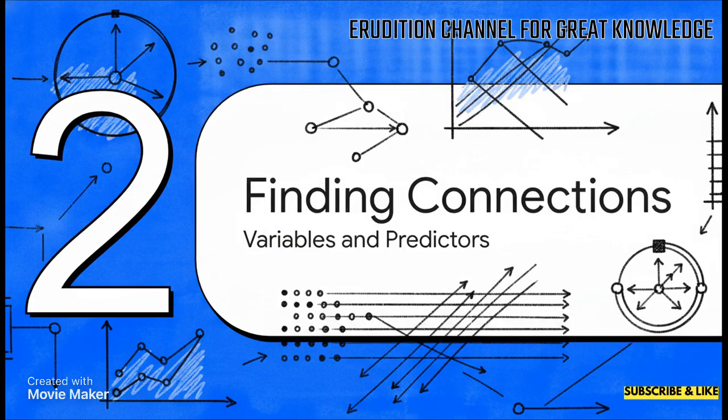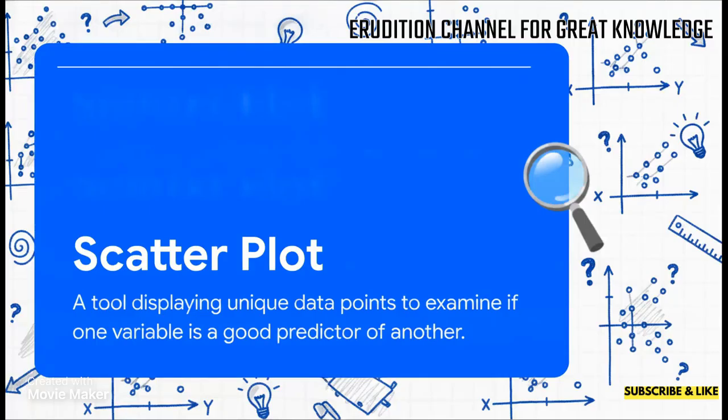Okay, moving right along to section 2, finding hidden connections. Enter the scatter plot. This is a highly useful tool for displaying several unique data points on a single graph to find those hidden connections.